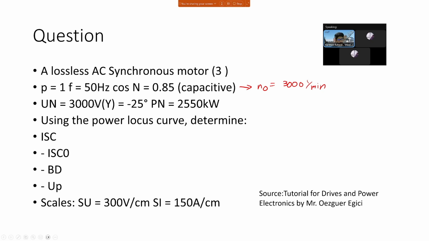UN is 3000 volts, but it's in Y connection. So the U supplied, or U phase, let us say, is UN by root 3. Beta is minus 25 degrees. That is missing here. And nominal power is 2550 kilowatts. And using the curve, we have to determine all these, and the scale for drawing has been suggested.